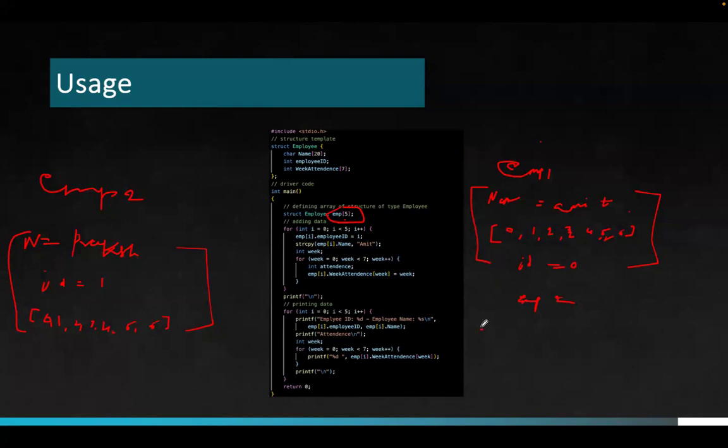So for the fifth employee, employee 5, this is the data associated with how it gets created. His name will come, right? Let's say his name is Sai. So his name will come and his ID is, since we are incrementing till 4, ID is 4. And again, attendance for that particular week is 0, 1, 2, 3, 4, 5, and 6. This is how it gets created.